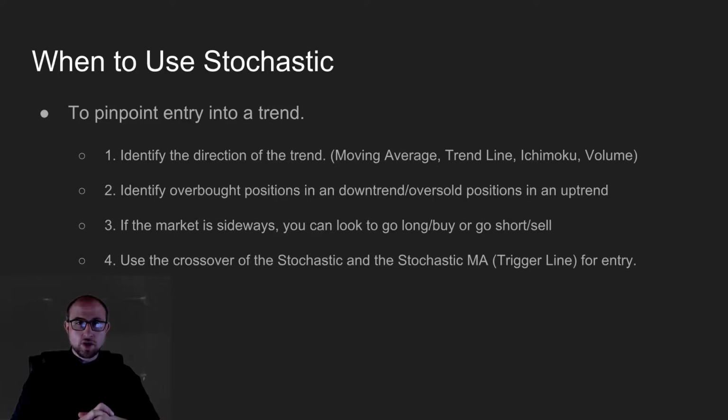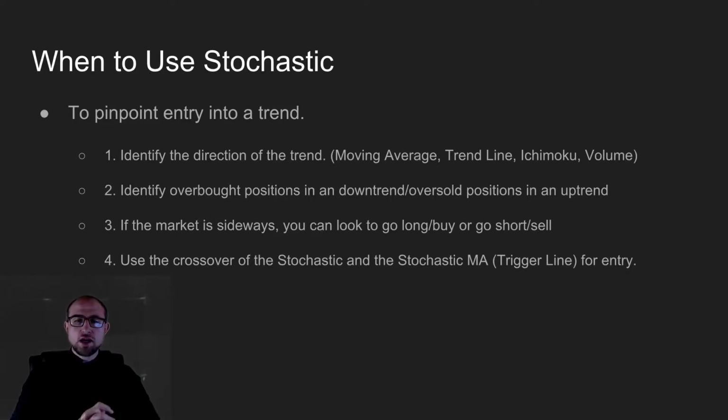Are you in a downtrend? Or are you in a sideways market? Because you will use the stochastic differently and look for different values depending on the market conditions that you're in. Now you can identify the direction of the trend with many different tools. A moving average is probably the most common and efficient. However, you could also use a trend line, Ichimoku cloud, or rising and falling volume.